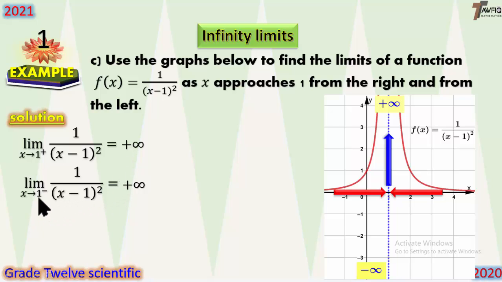Here, because we are approaching 1 from the left, take a number smaller than 1 and replace it in the function. Let it be 0. Then 1 over 0 minus 1 squared is equal to 1 over 1, which equals 1. It is bigger than 0. That means it is positive. Therefore, the limit will be positive infinity.